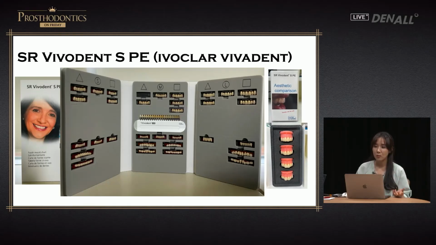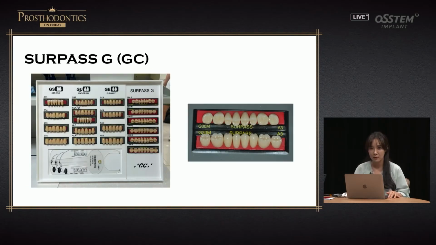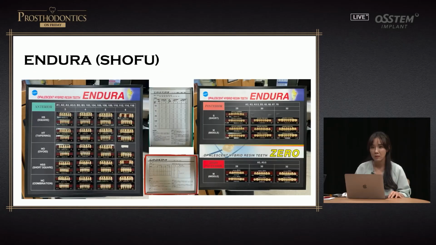Teeth rotation can provide a more natural look, so the samples are provided to show them to patients. GC had Duradent, and recently they introduced Surpass G and gave me the samples. At the bottom, you can see the gauge provided by the company so that we can choose the length of teeth depending on the alar width.